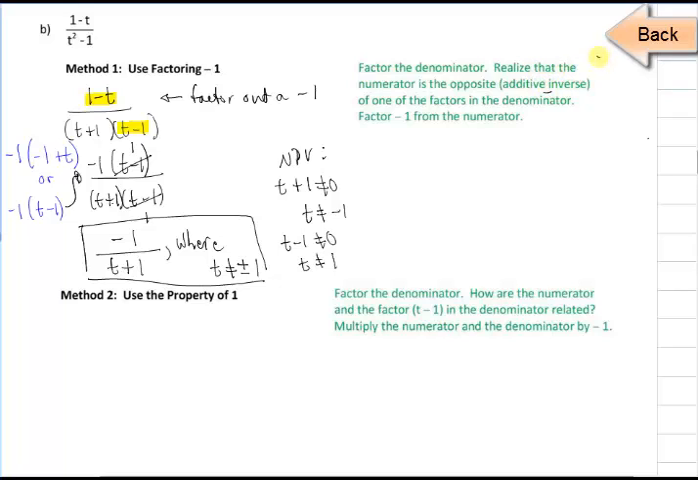So an example would be, let's say you've got 5 and negative 5. Those are additive inverses. Okay, they're opposites of each other. If I add them, I should get 0. So what are our additive inverses in this question? Well, our additive inverses are our numerator, which is 1 minus t, and t minus 1, which is in our denominator. So 1 minus t and t minus 1 are additive inverses.